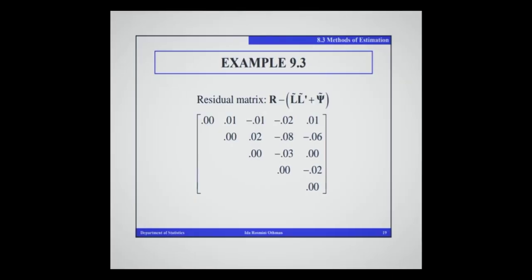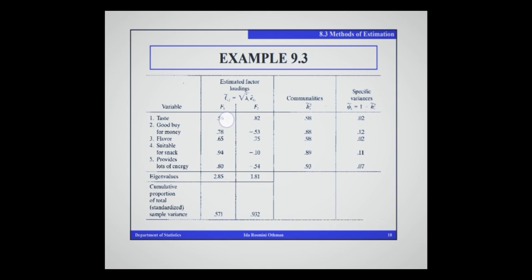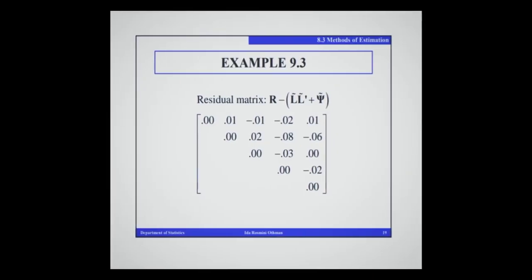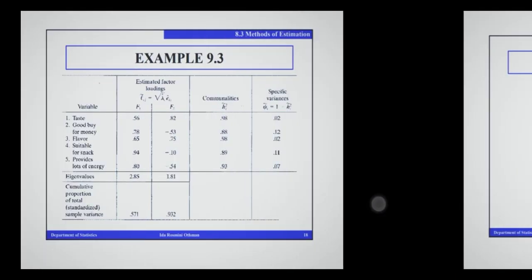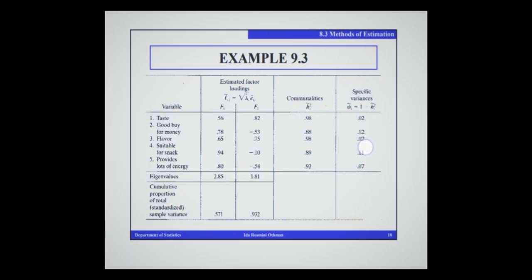Okay, so residual matrix. Ini daripada sini tadi kan kita dah dapat L. Matrix L ni yang ni lah. Ni matrix L. This is the first column. This is the second column. You can create the matrix of L. Multiply it by the transpose of L plus the diagonal matrix of big psi. This we have the value of this.